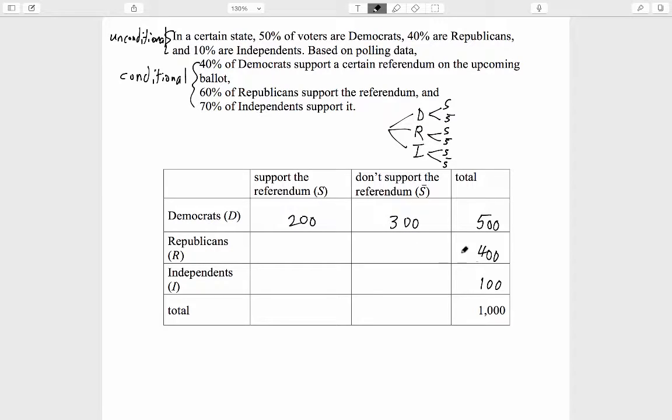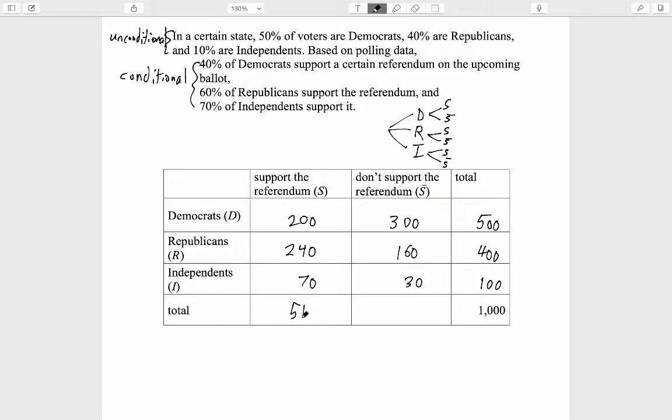Among Republicans, 60% of 400 people, that's 240 voters, support the referendum. The other 160 Republicans do not. Finally, 70% of these 100 Independents, that's 70 voters, support the referendum. The other 30 Independents do not. That wasn't so bad. We have actually not worked with any decimals at all in order to produce this table so far. We keep going to find the column totals.